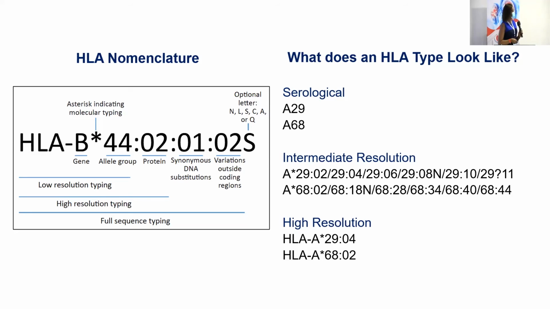So only sequence-based typing can give you this level of resolution. That is what we call high resolution typing. For serological and the PCR-based ones, we call this low resolution typing. Low resolution typing is enough for solid organ transplantation. So on this side, we see what the typing will look like.